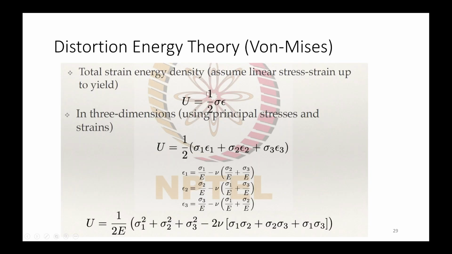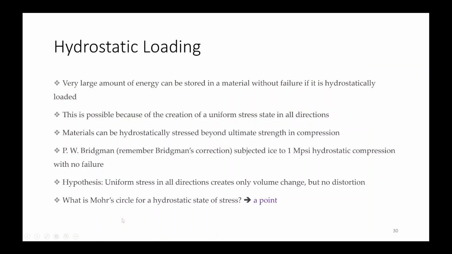Now this energy is stored in 3 dimensions using principal stresses and strains. We can write this in terms of 3 dimensions. So sigma 1, sigma 2 and sigma 3, and E is your 3 strains in 3 directions. Now E is written in terms of sigma. So by using the formula in terms of Poisson's ratio, we can write this entire equation in this form.